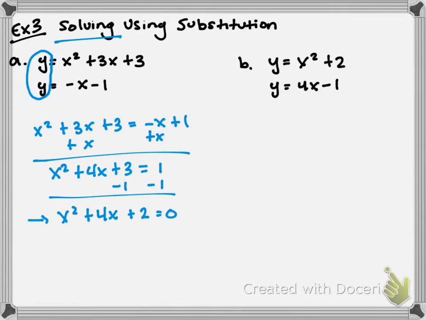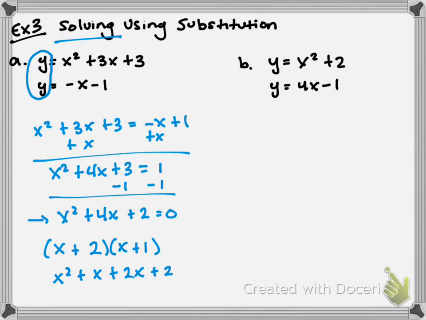Let's try to factor here and see what happens. X squared is x times x. How do you make 2? 2 and 1. Let's see if that works. X squared plus x plus 2x plus 2. That didn't work. All right, so actually this one doesn't factor.